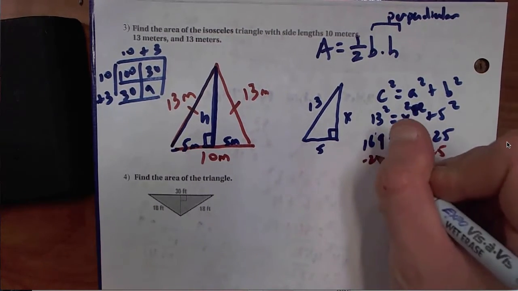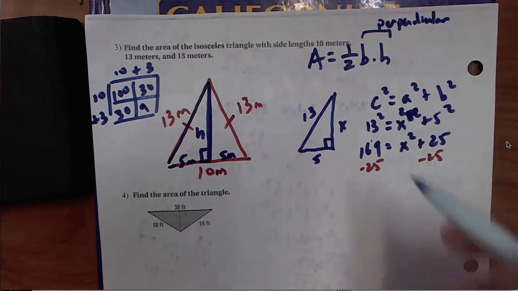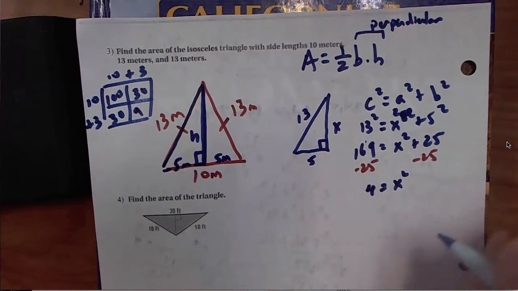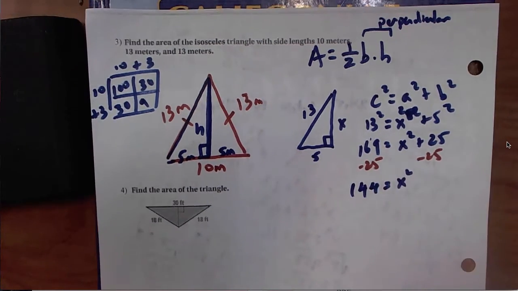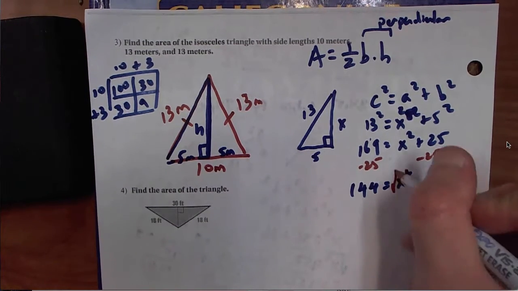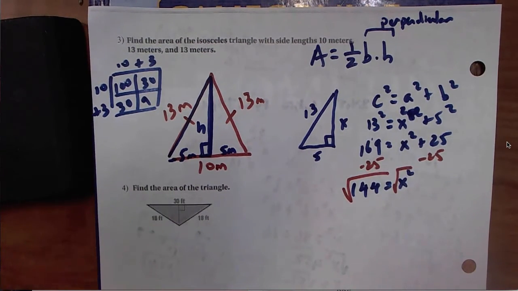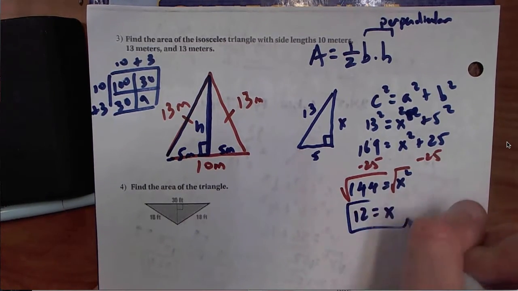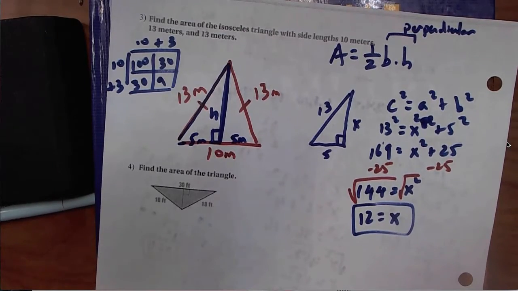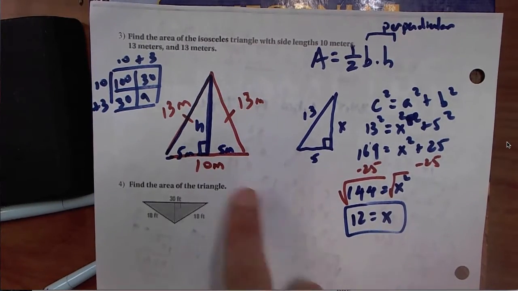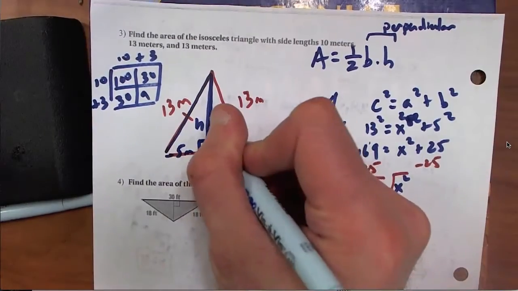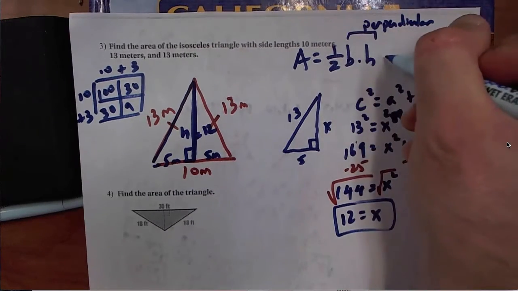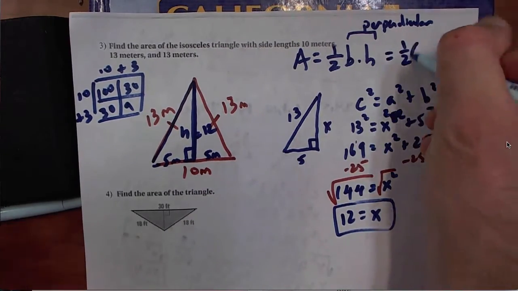Subtract 25 from both sides. We get x squared equals 144. So x is going to equal the square root of 144. So that is going to be plus or minus 12, or in our case, just 12. Done? No. Remember, I didn't actually find the answer. I just found this, h. This is 12.